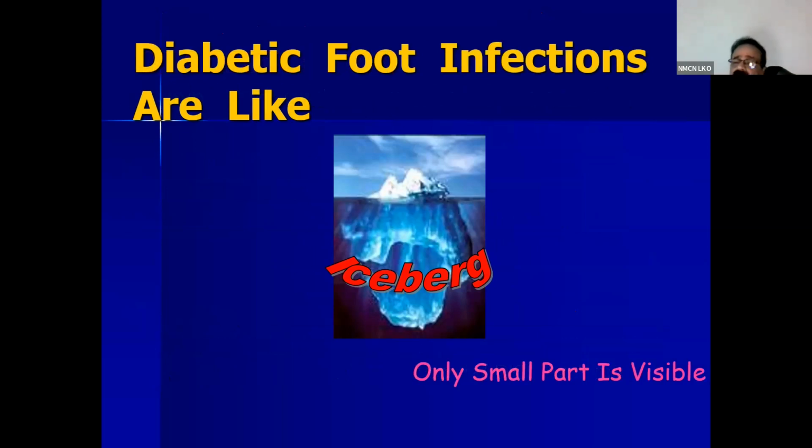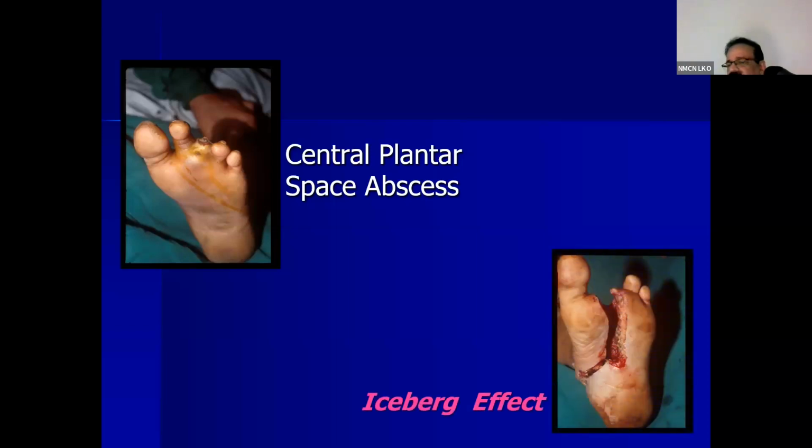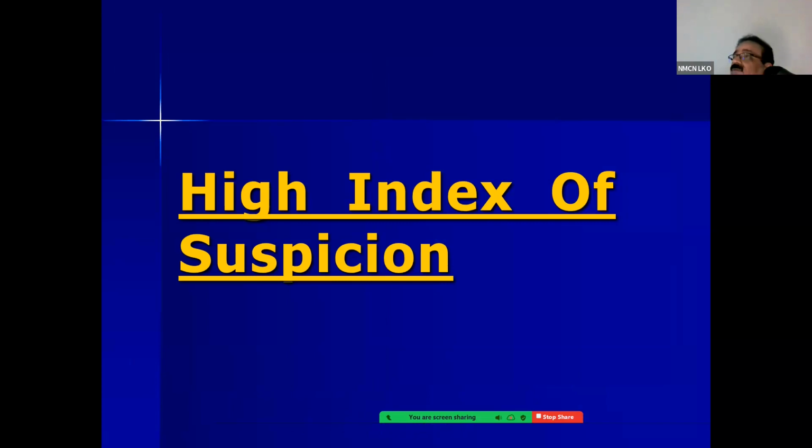You should know that diabetic foot infection is like the tip of the iceberg. Only a small part is visible. As you can see in this case, this looks like a very small abscess at the base of the third toe, but when we did the surgery, we had to open up to that extent. Similarly, in this case on the left side, it looks like a very small ulcer, but when you do the surgery, you have to open up and remove the third ray also. So always have a high index of suspicion. You might say a small ulcer is there, but just imagine how deep it can be and how proximal it can extend from the ulcer site.